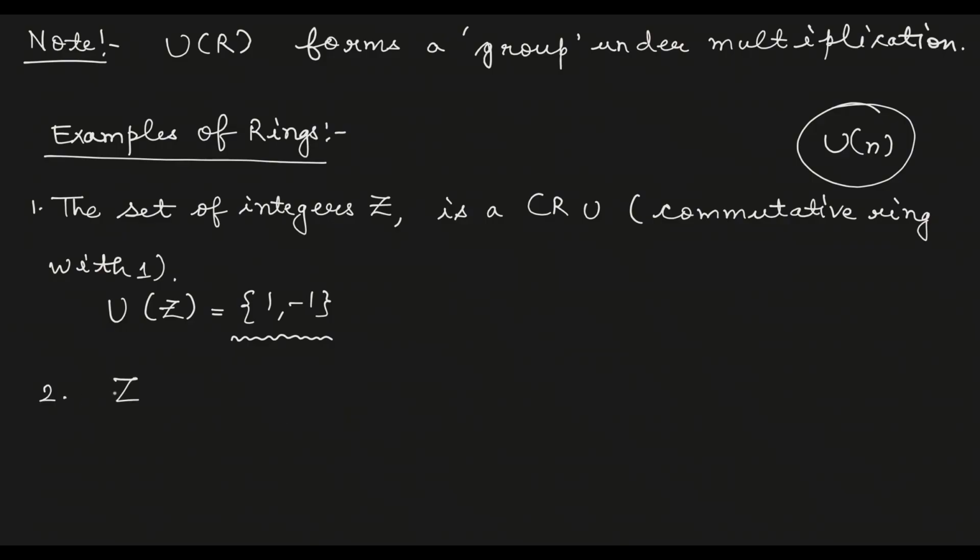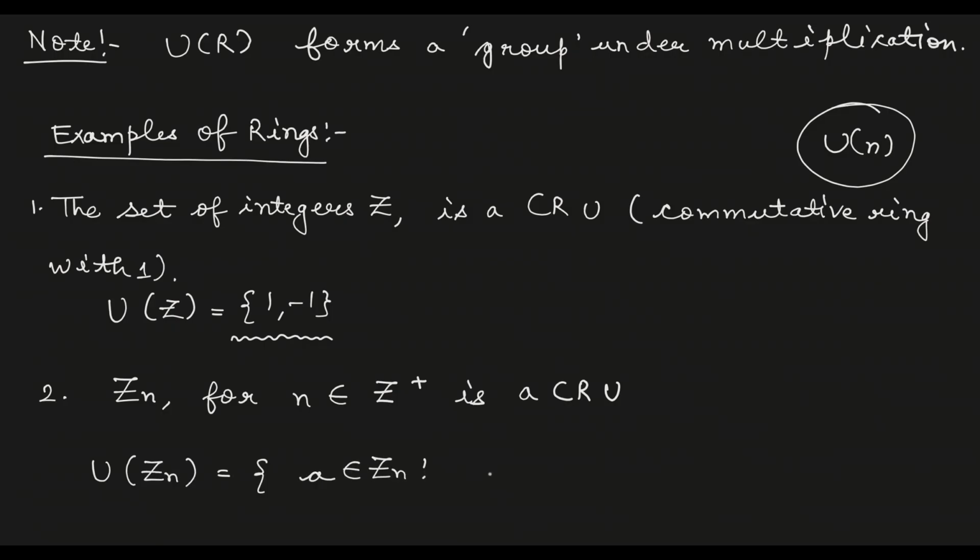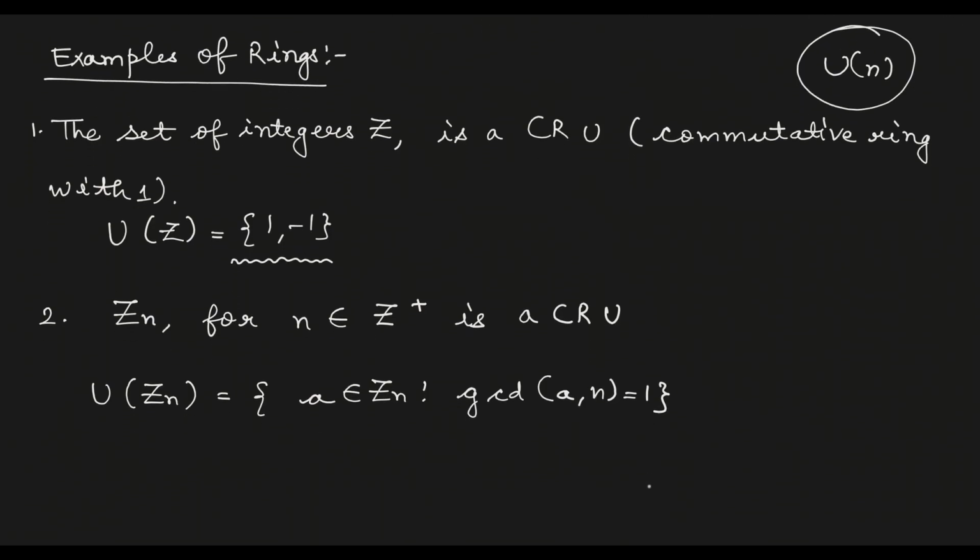Second, Zn for n belongs to Z plus is a commutative ring with unity and units of Zn. These are a belongs to Zn such that GCD of a comma n is equals to 1. This also we have already discussed in case of groups. The same as U(n) group only.